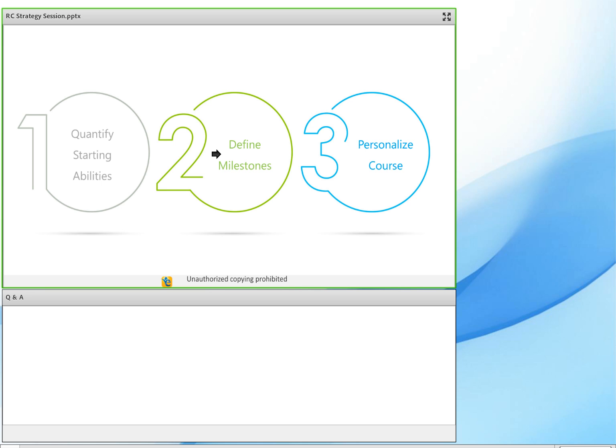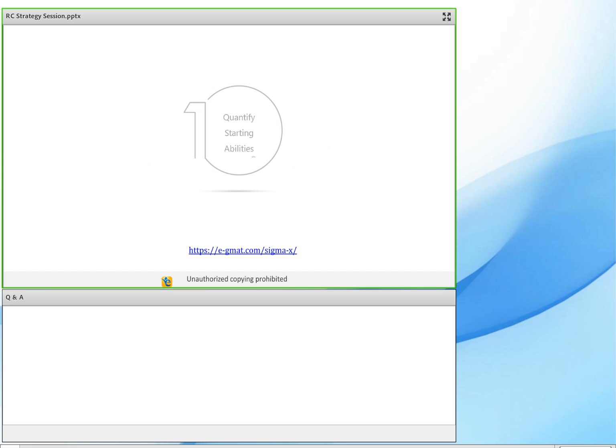The next is define your target milestones, which is, hey, what ability levels are you going to improve to in various aspects of the GMAT to get to that 720 score? And then personalize the course, which is focus on areas which will give you the most bang for your time, and then spend the appropriate amount of time, and don't study areas where you already know stuff.